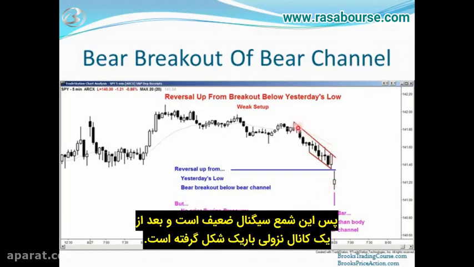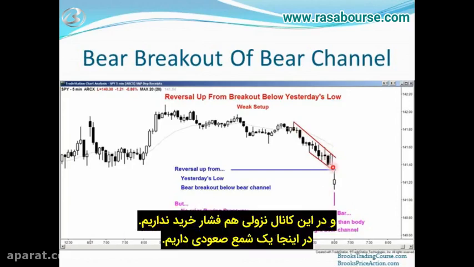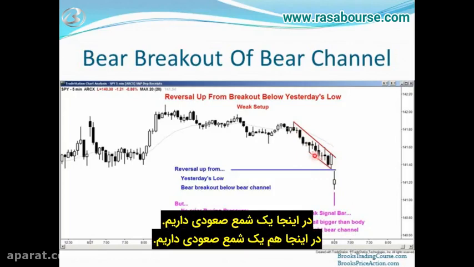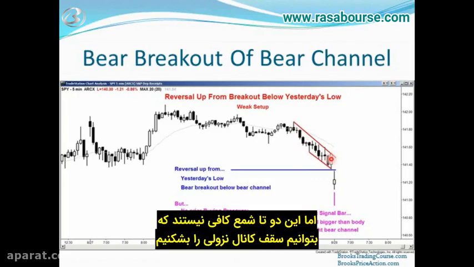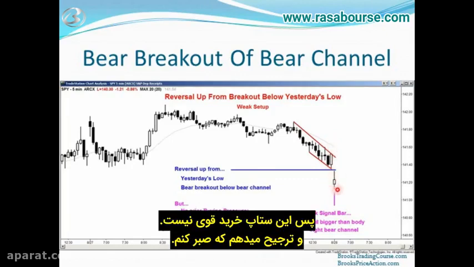Also, it's following a very tight bear channel with very strong selling pressure. Also, there's no prior significant buying pressure in this bear channel. We have this one bull body here, but not enough to break above the top of the bear channel, and not enough to hit the moving average. So this is not a strong buy setup. I would wait.